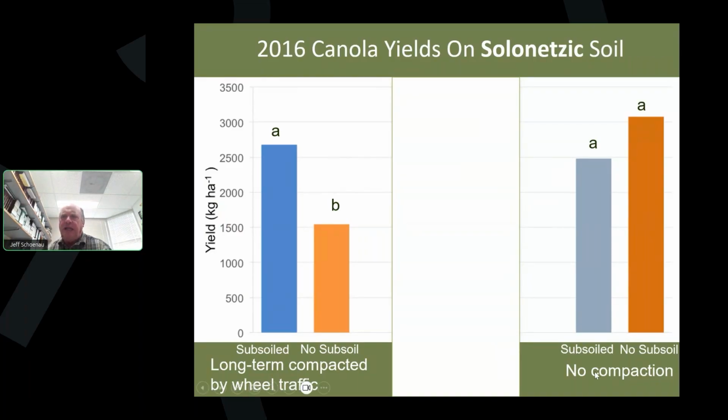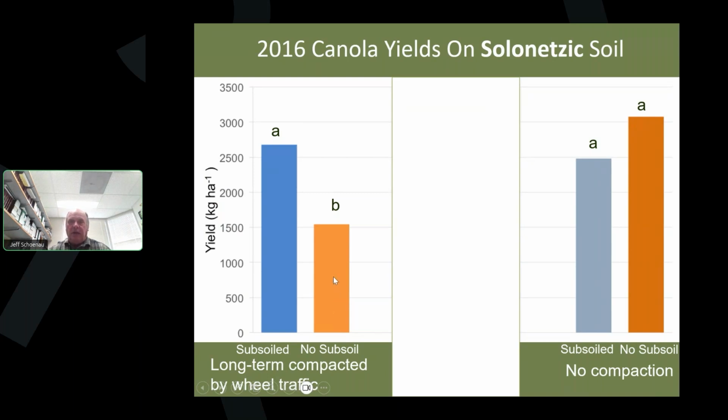First off, on the right-hand side where there was no compaction on the solonetzic soil, areas where there was no wheel traffic, either short-term or long-term, this was the yield without any subsoiling. And when we applied the subsoiling, no statistically significant difference, but again, maybe a trend to slightly lower yield because of just maybe, and this was with canola, the seed bed wasn't as good as when we didn't do the subsoiling at all.